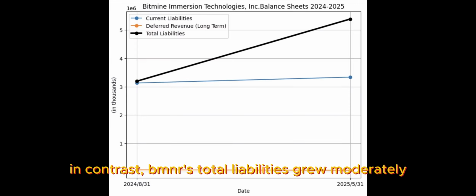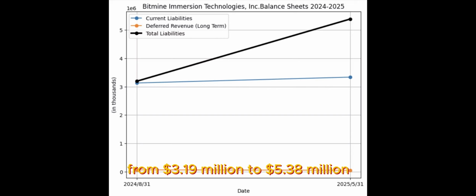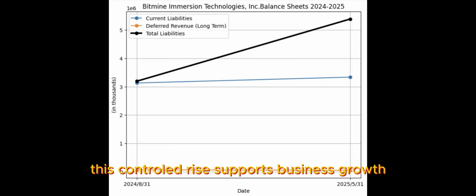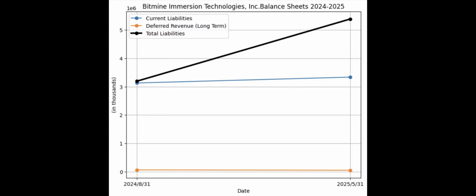In contrast, BMNR's total liabilities grew moderately from $3.19 million to $5.38 million. This controlled rise supports business growth rather than financial engineering.